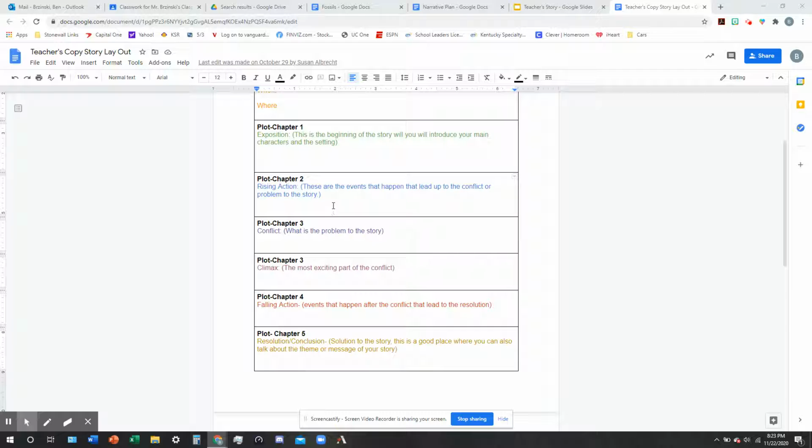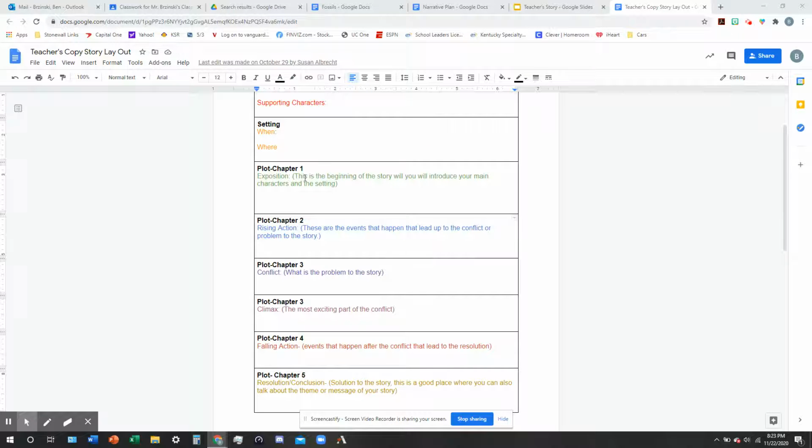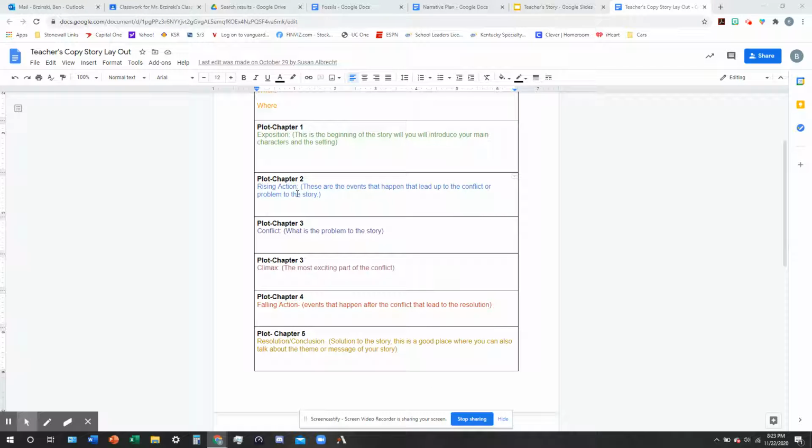Now, each one of these chapters is a different plot point, right? So you've already, hopefully, by this point, have written chapter 1, which is your exposition, and chapter 2, which is your rising action. And today, you are going to attempt to write chapter 3. You'll notice here chapter 3 has two parts, because you've already filled this out on your story layout. This is your conflict and your climax.